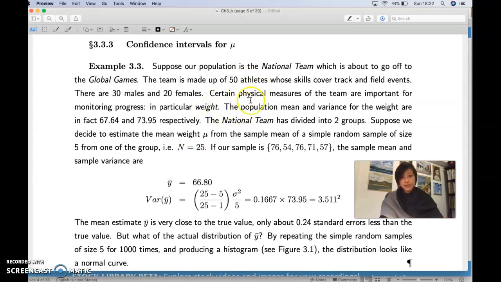Based on the 50 athletes, we can calculate the true population mean and the true population variance, which are given as 67.64 and 73.95. So we collect from the entire 50 athletes, and then we find the mean and the variance. If we divided the team into two groups, each group has a population of 25, then we sample 5 out of them, and then we can calculate the sample.